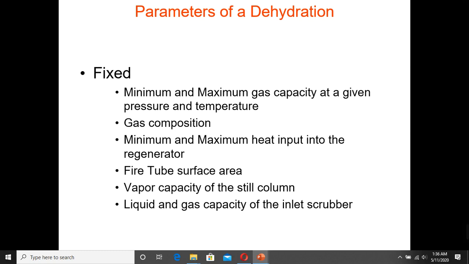Or maybe you want to. So once you fix the capacity of the plant, it is done based on the pressure and temperature. Then the heat input, the fire surface area, and the capacity of the column, once you select them, that's it, you cannot change them. That's why they are called fixed.